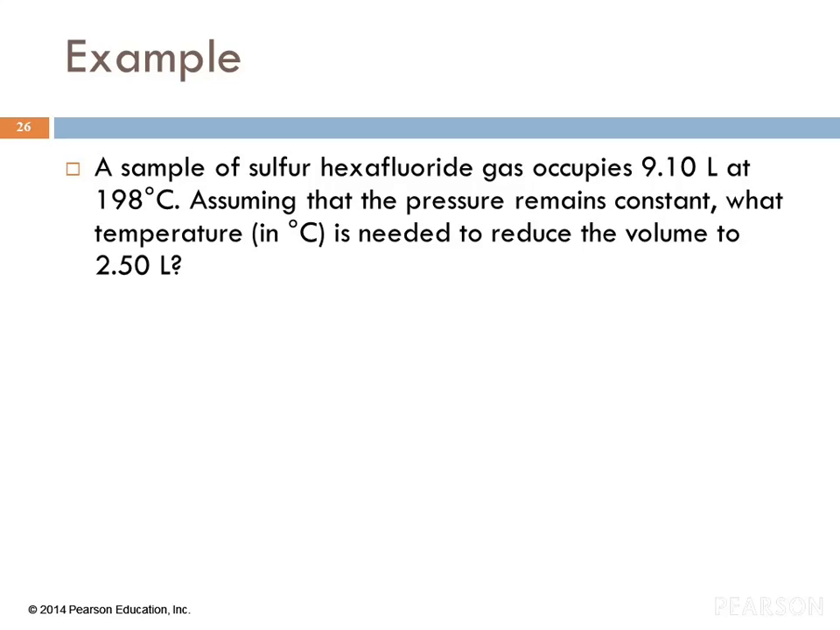Right? Okay, let's do a Charles' law problem. So Charles' law, V1 over T1 equals V2 over T2. That's a 2 out of 3. A sample of sulfur hexafluoride gas occupies 9.10 liters at 198 degrees Celsius. Assuming that the pressure remains constant, what temperature in degrees Celsius is needed to reduce the volume to 2.50 liters.